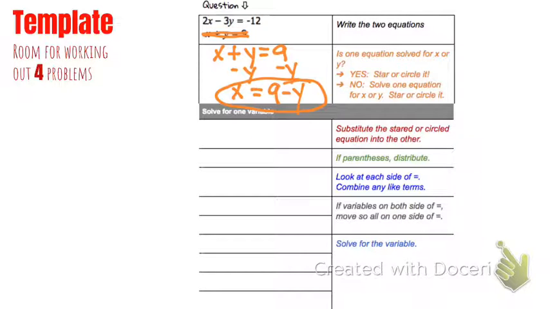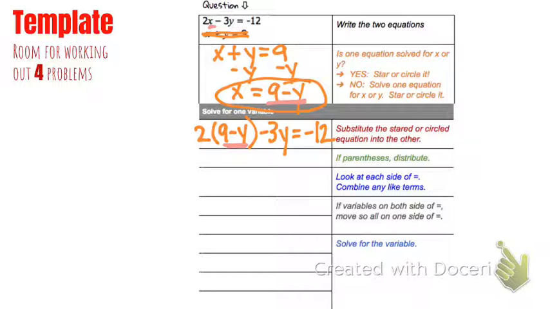And so I'm going to substitute, since I know that x is 9 minus y, I'm going to substitute it in. So 2 times x, well, x is 9 minus y. I'm going to put that in parentheses. Minus 3y equals negative 12. The only thing that is different here is that instead of 2 times x, I wrote 2 times 9 minus y.